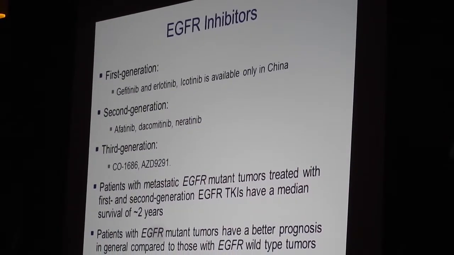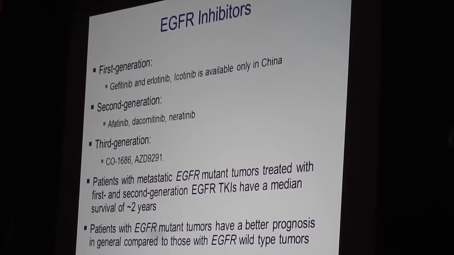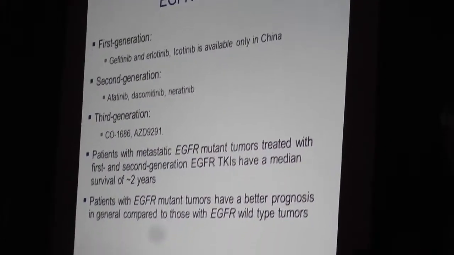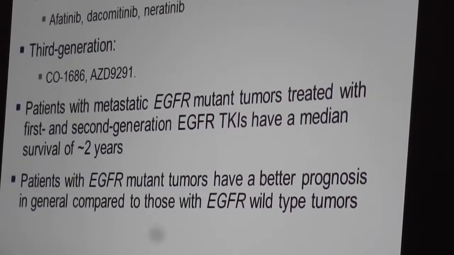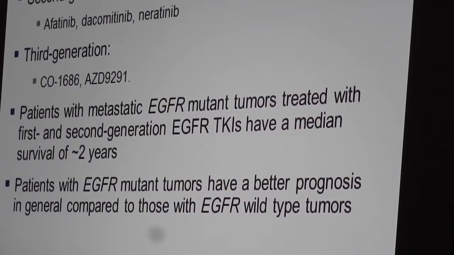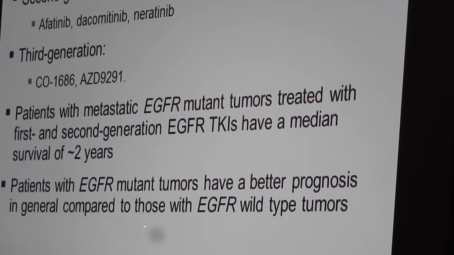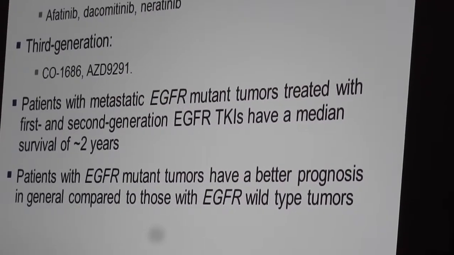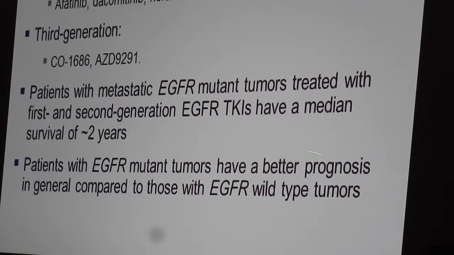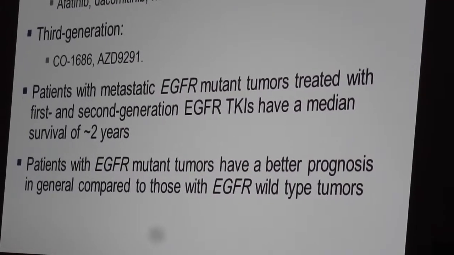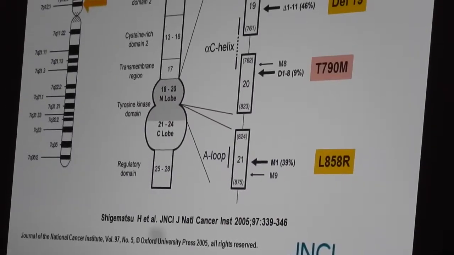So these are good drugs because patients who have metastatic EGFR mutant tumors treated with these inhibitors have a median survival of 2 years, which is much longer than their survival would be without these drugs. And it's believed now that these mutations just on their own have a positive prognostic impact. There's slightly better prognosis in patients who have a mutated EGFR gene than a non-mutated one.